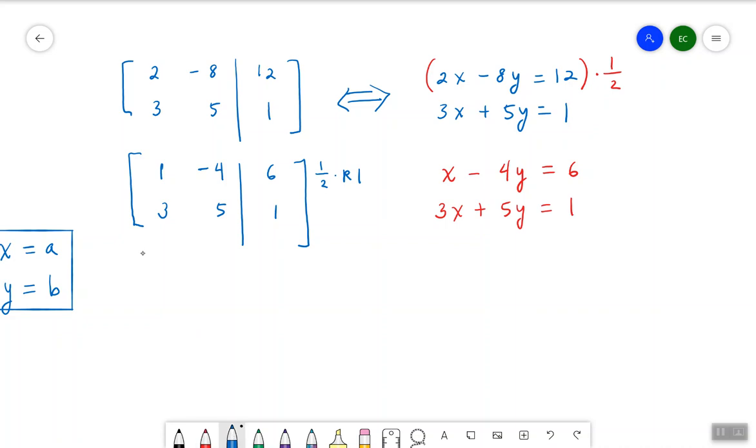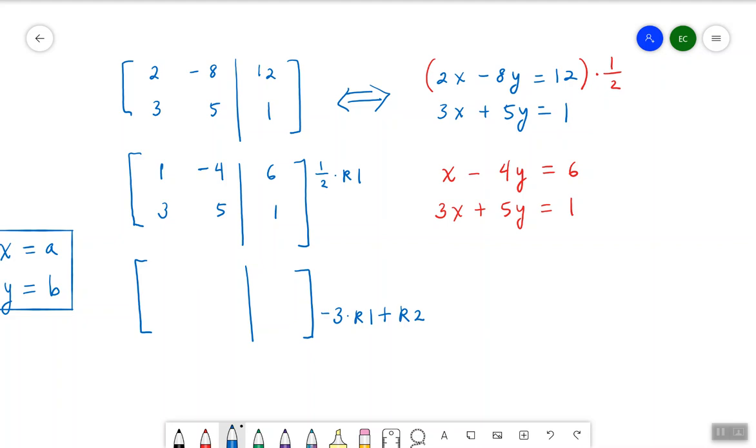So what we want to do next is put a 0 where this 3 is. Let me show you how we're going to do that. We're going to take the first row and multiply by -3, and then we're going to add the 2 rows together. So -3 times row 1 plus row 2.